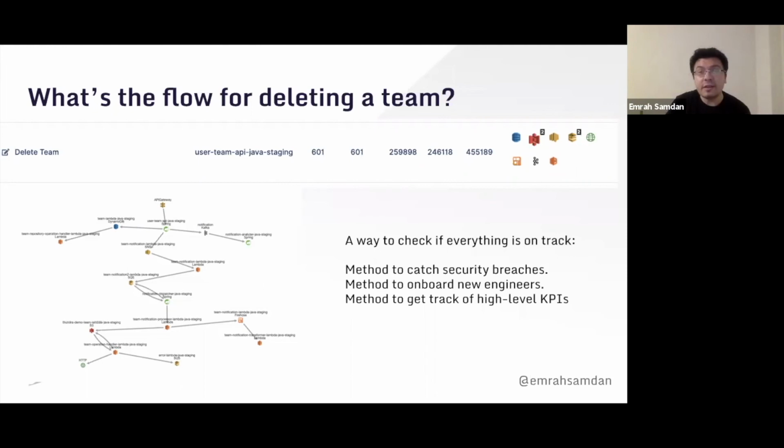It also helps with onboarding new engineers to your team. You can give this inventory to them and let them see, hey, this is what our system is doing in terms of business. These are the functions happening here, the invocations making this together, and the resources. In this way, your new engineers can understand the systems a lot faster than reading the code. You can also have the high-level KPIs. For example, you can look at how many times you deleted a team, just by checking this functionality.